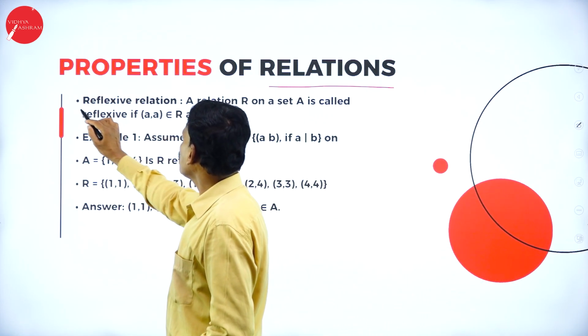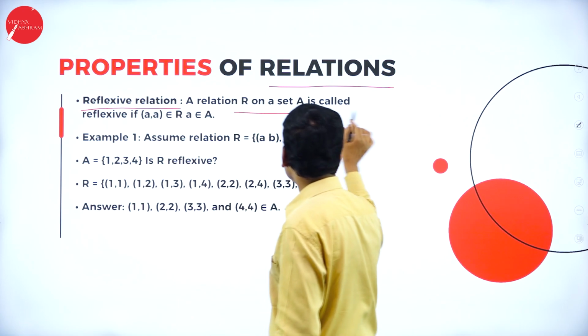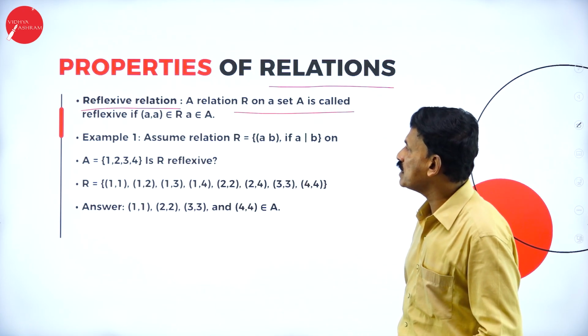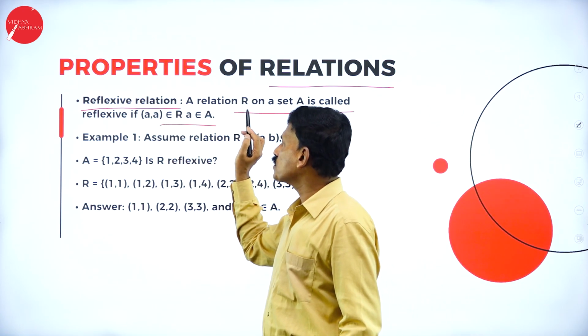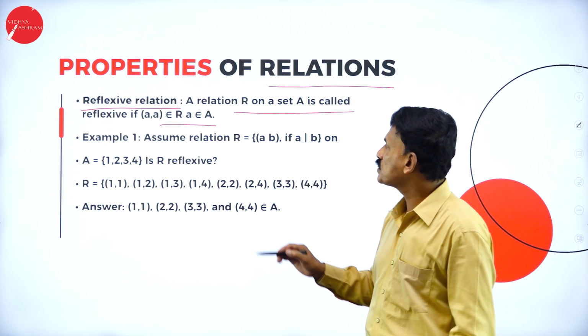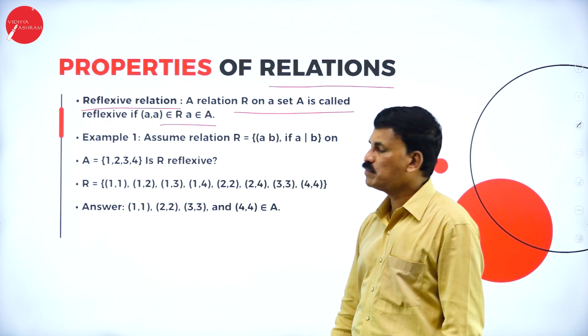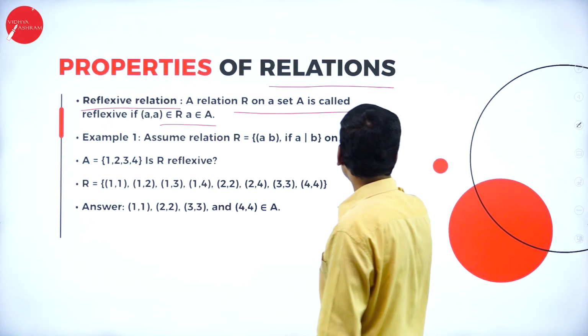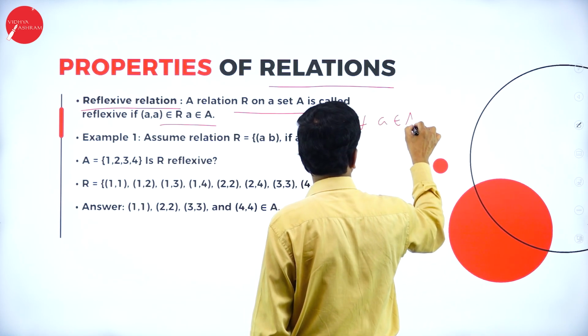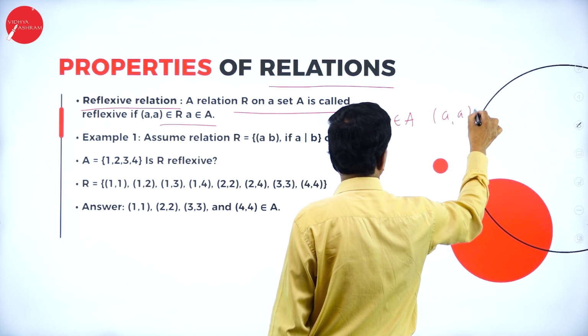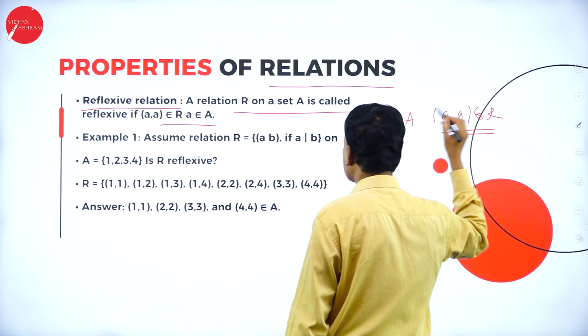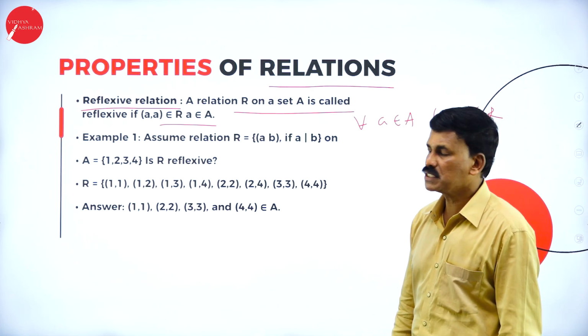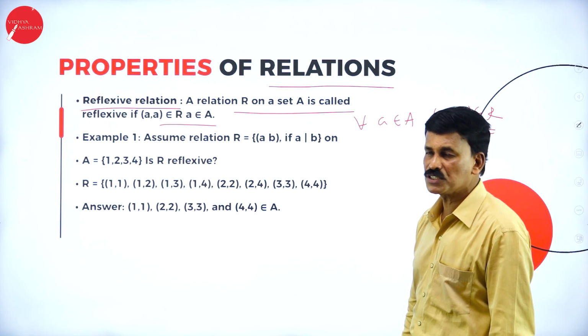Now, reflexive relation. A relation R on a set A is called reflexive if (a, a) belongs to R for all a belongs to A. If (a, a) belongs to R for all a belongs to A, then R is called reflexive. R is said to be reflexive; a is related to a.